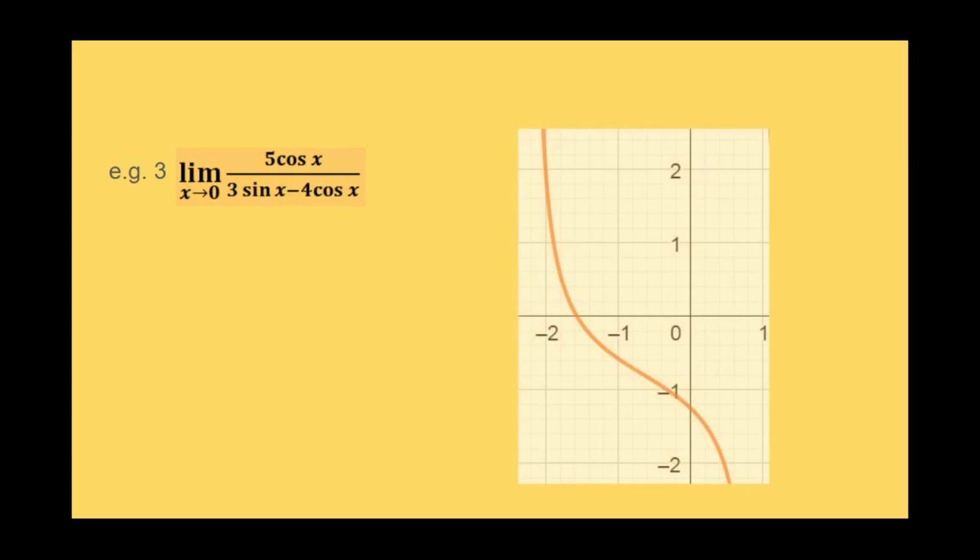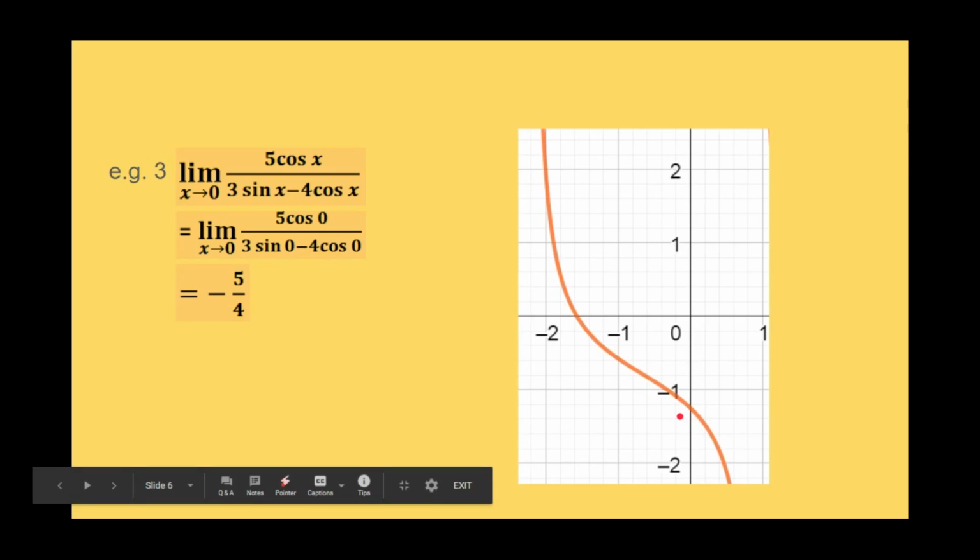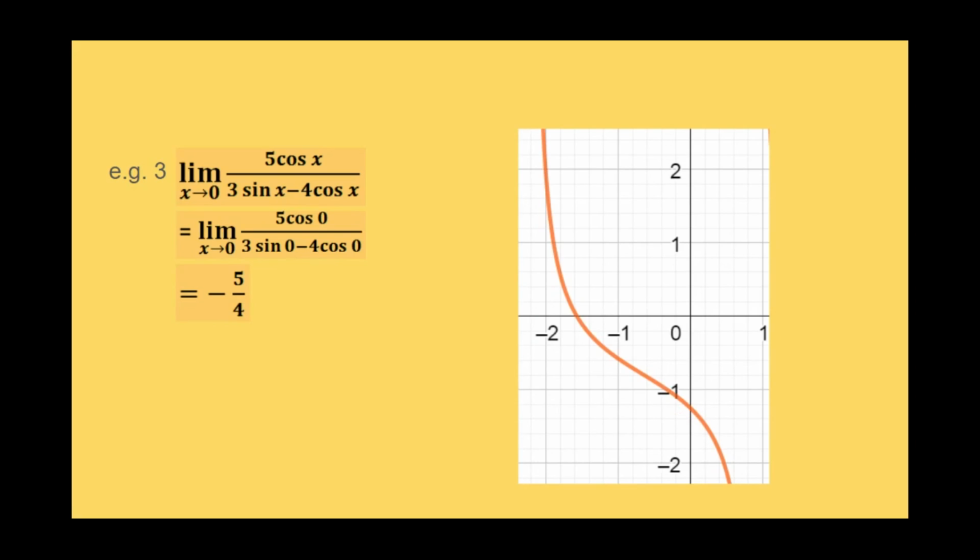Let's look at one more. This time we've got x tending towards 0. There's a graph of the function. We've got some trig functions here now. So it's not tending towards infinity, it's tending towards a certain value. So we can substitute that value into our function. Once we've done that, we can work the values out. Now, cos of 0 is 1, sine of 0 is 0. So we're just left with minus 5 over 4. And if we look at our function, you can see minus 5 over 4, minus 1 1/4, yes. When x is 0, that is the value of our function.